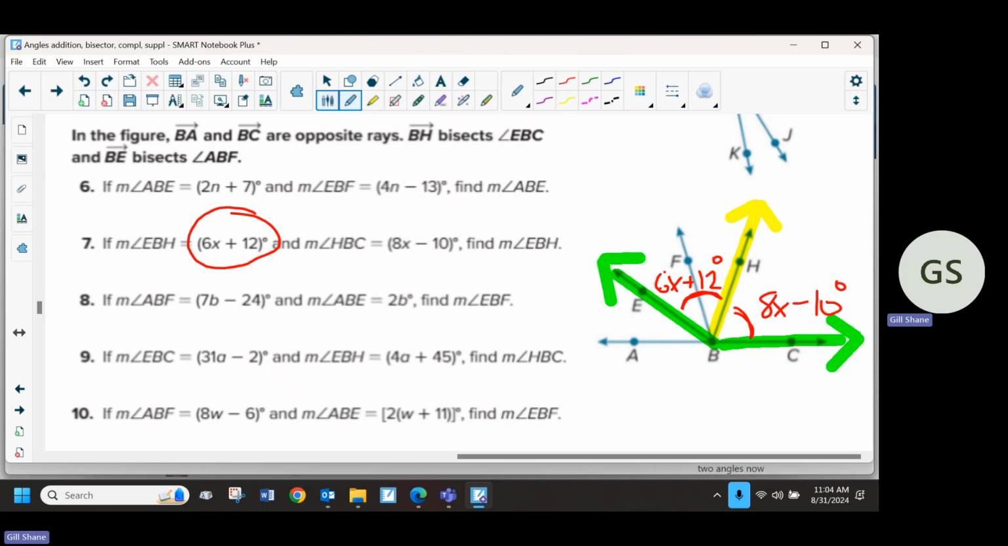Now, I've already drawn it in, so I should already know, well, I drew in that yellow ray as a bisector. So I know this angle is congruent to that angle. That's the definition of a bisector. So again, what does congruent mean? Well, it means they're equal. They have the same measure. So that's my equation. If I know that angle on the left is equal to that angle on the right, I set them equal.